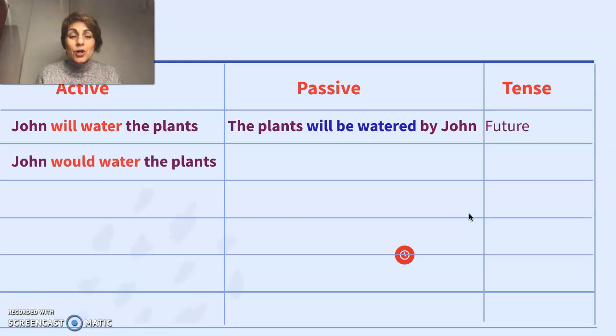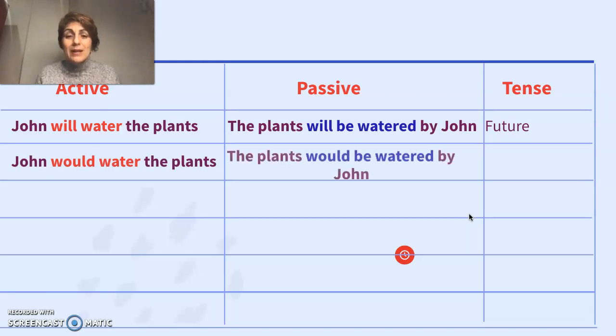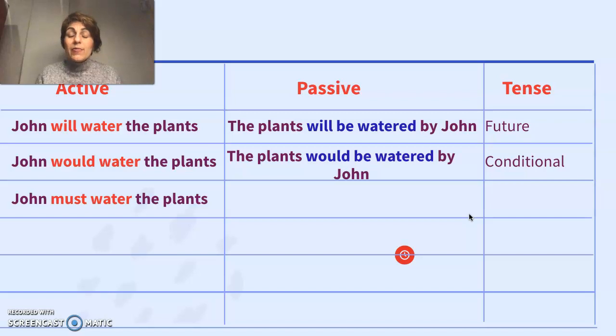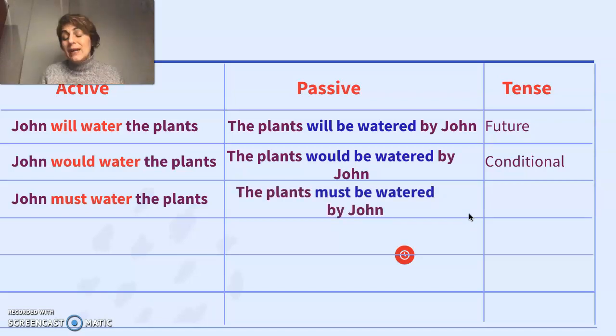Exactly the same. John would water the plants. So the plants would be watered by John. So we already have the conditional in the passive. And we could go on and on with all tenses in English. Remember, we can also use them with the modal verbs. John must water the plants, the plants must be watered by John.